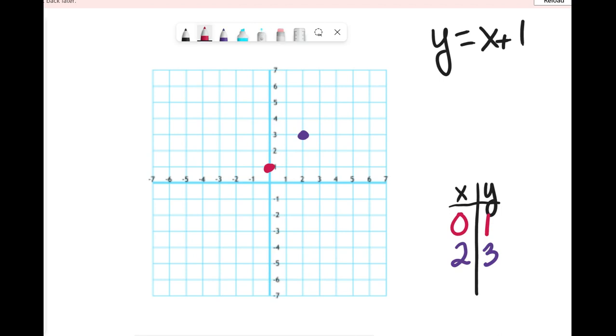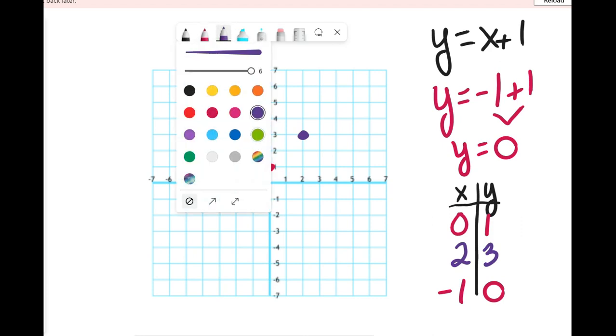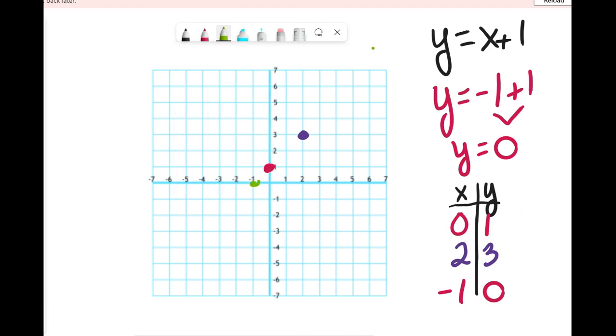And we'll do one more point. Let's do a negative point. Let's do negative 1. We'll plug in negative 1. So if I do y equals, I'm going to do negative 1 plus 1. And when you do the math, you get y equals 0. So x is negative 1. Sorry, let me make this a different color. X is negative 1, y is 0.